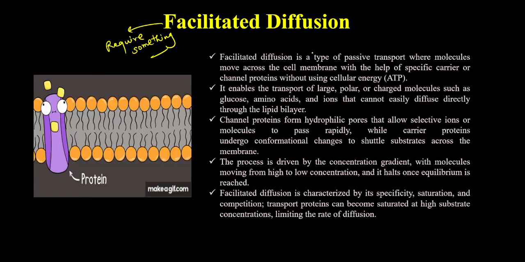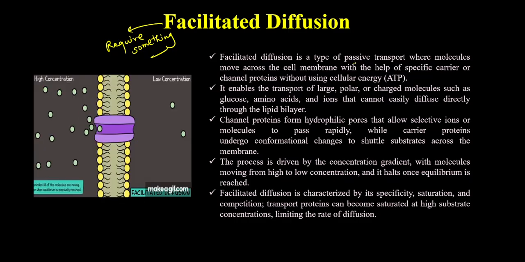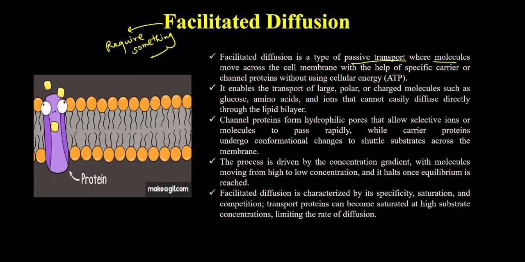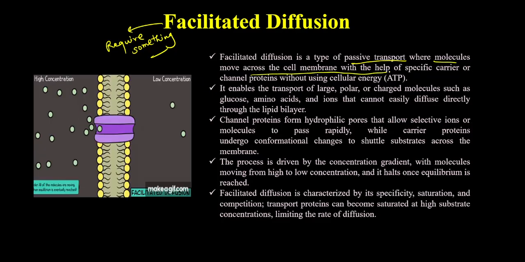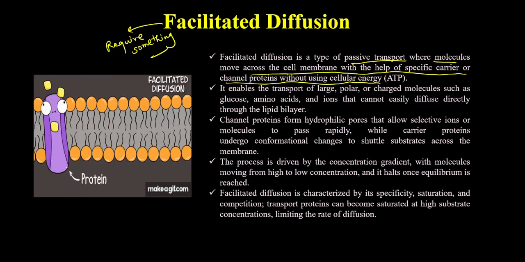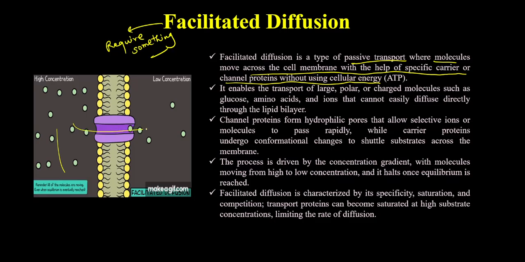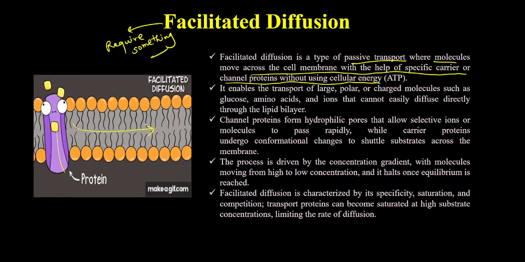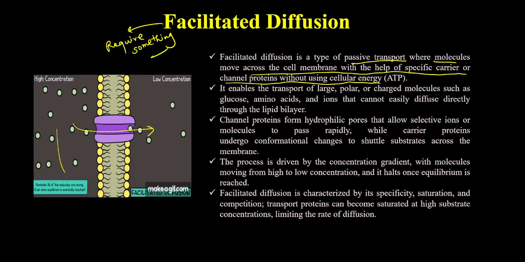Okay, so facilitated diffusion is a type of passive transport where molecules move across the cell membrane with the help of specific carrier or channel proteins without using cellular ATP. So either channel proteins will be there, or a specific carrier protein will be there. In this particular image, you can see that this is a channel protein through which the molecules are transported from the extracellular matrix to the cytoplasm.